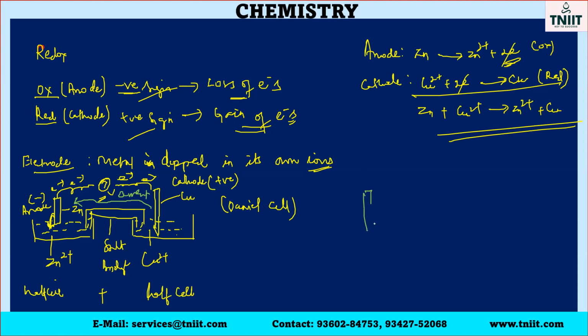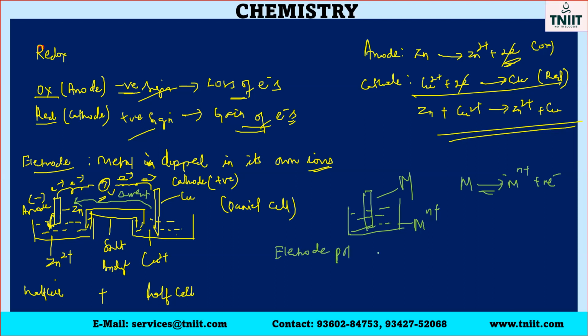Now, each electrode is a metal dipped in its own ions. As I told you, a metal in contact with metal ions is called an electrode. So when a metal comes into contact with metal ions at equilibrium, a potential is developed. That potential developed is called the electrode potential, represented as E. If the electrode potential is measured at standard conditions, 298 Kelvin and 1 molar concentration, it is called the standard electrode potential, represented as E0.